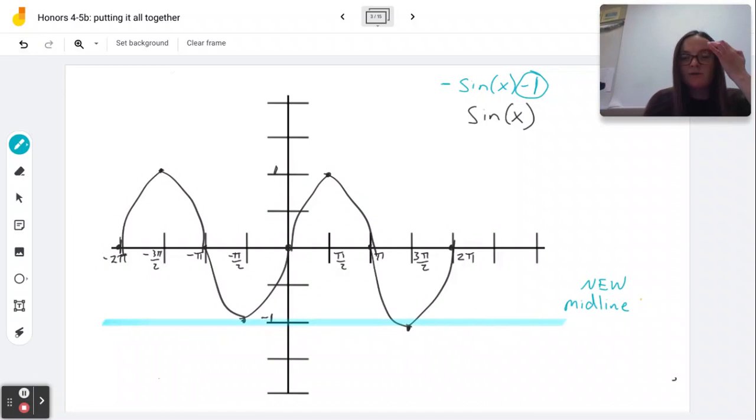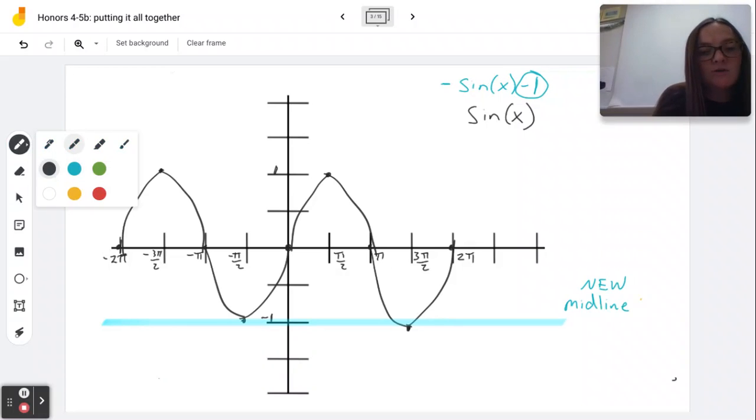Okay, so once we have our new midline, I want you to sketch the original sine graph, and then we're going to deal with that negative at the end. So let's go ahead and sketch a sine graph starting from this new midline, which means sine is now going to start here at the origin, and it has an amplitude, we're assuming, of 1. So we're making the same graph, we're just shifting it down.